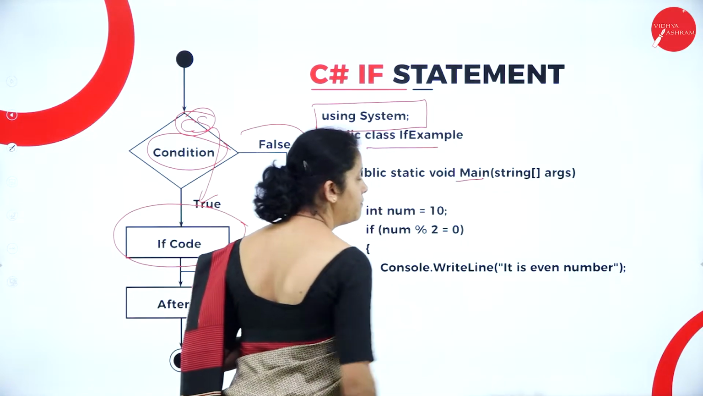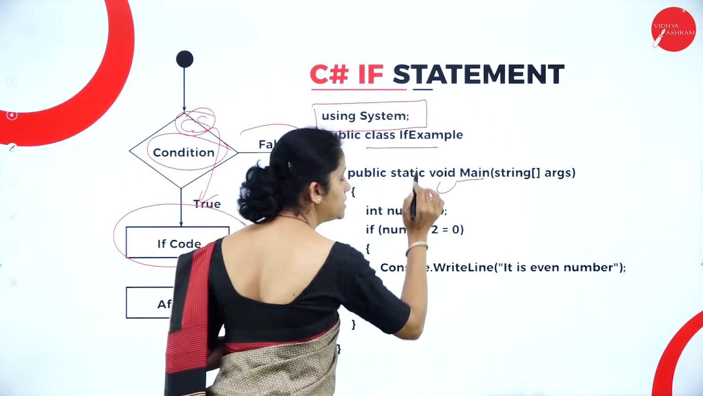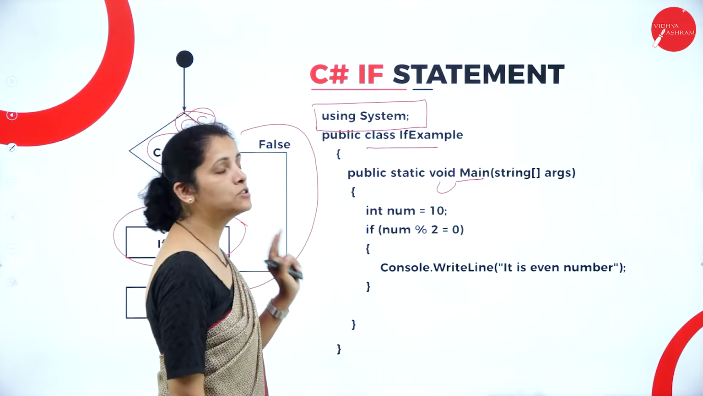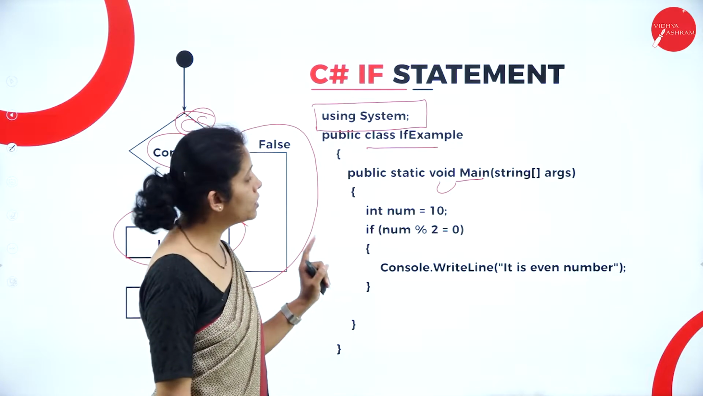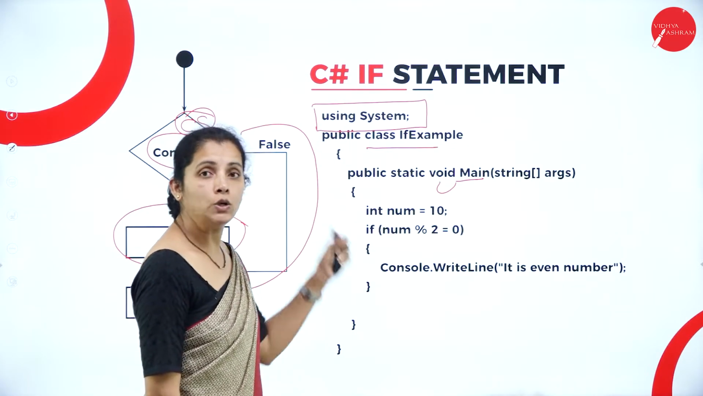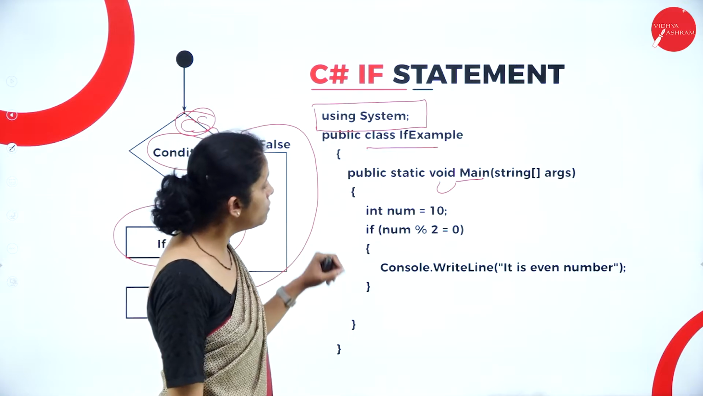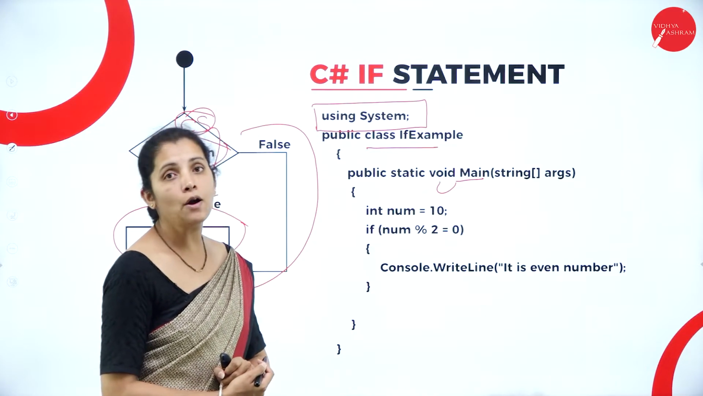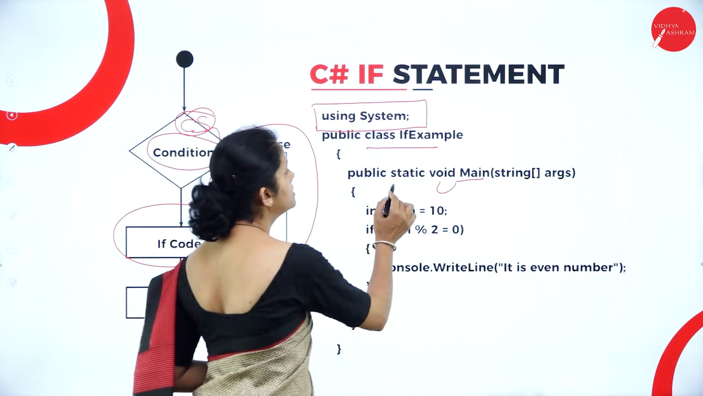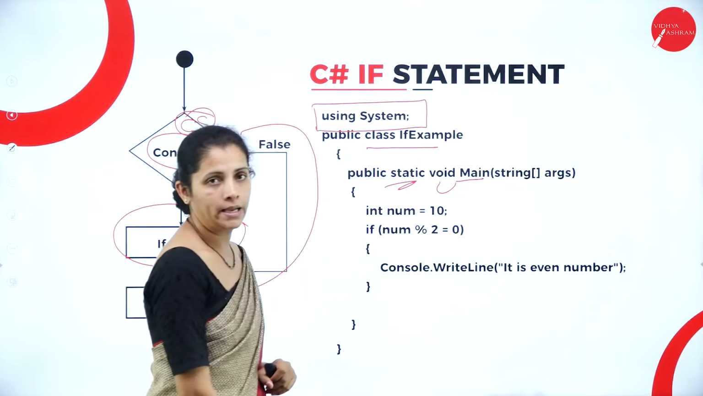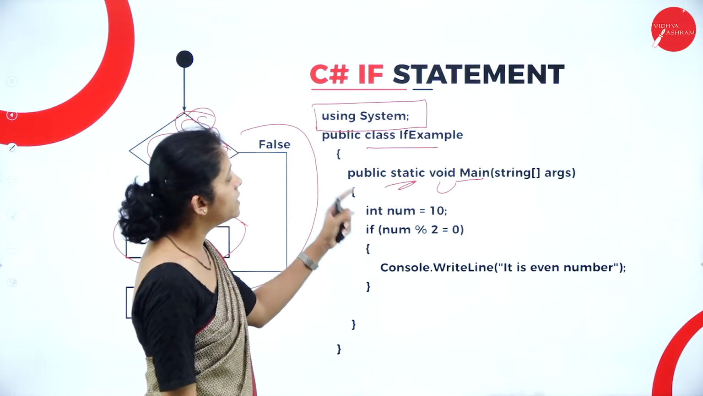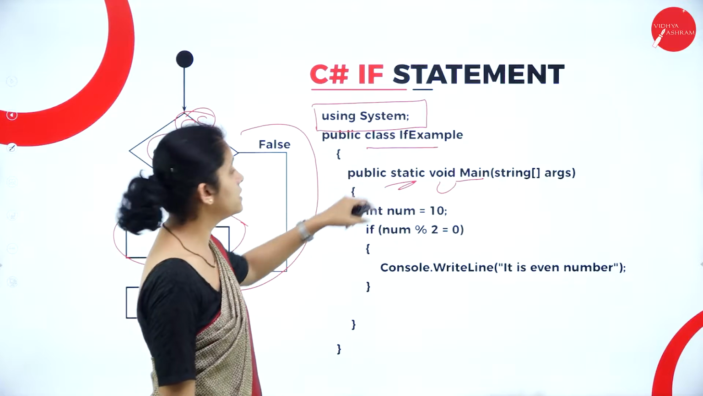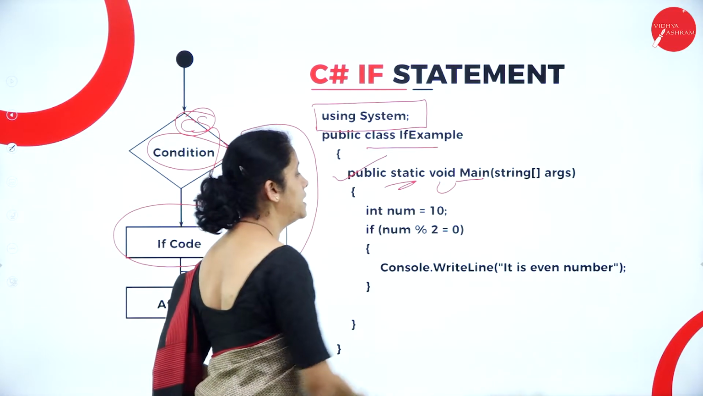So for the main function, what is the return type? Void, because this main function does not return any value. And to execute or to invoke this main function, I do not require any object. For that reason, it is static. Now, this main program is applicable throughout the program. For that reason, it is public.